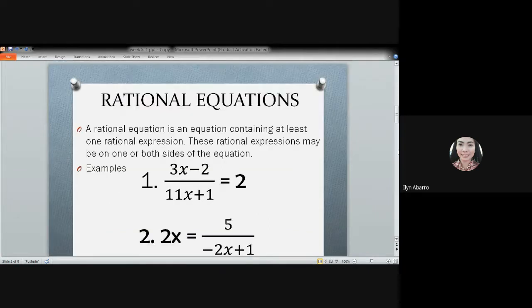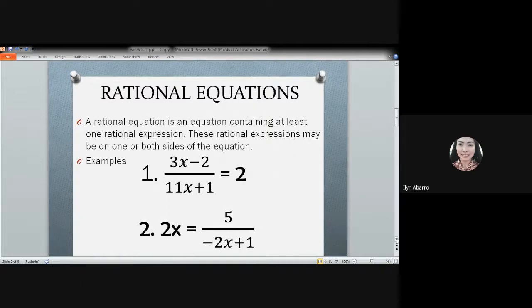Let's move on with the rational equations. A rational equation is an equation containing at least one rational expression. When you say equation, from the word equal, we are using the equal sign. So it has an equal sign wherein both sides or either one of the sides of this equation are rational expressions. Number 1, example, 3x minus 2 over 11x plus 1 equals 2.